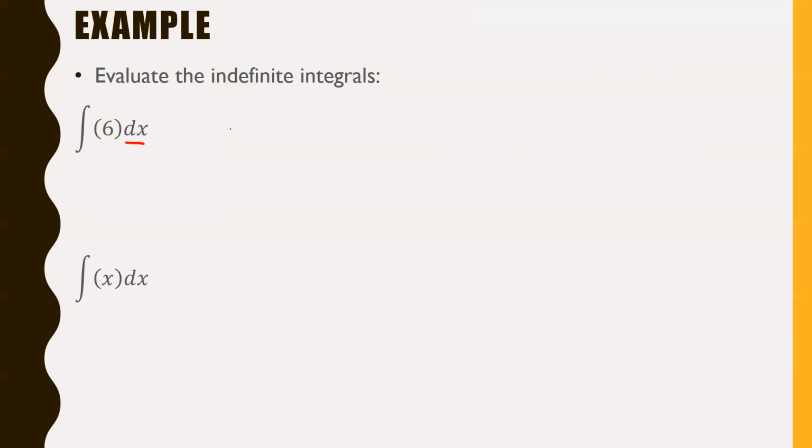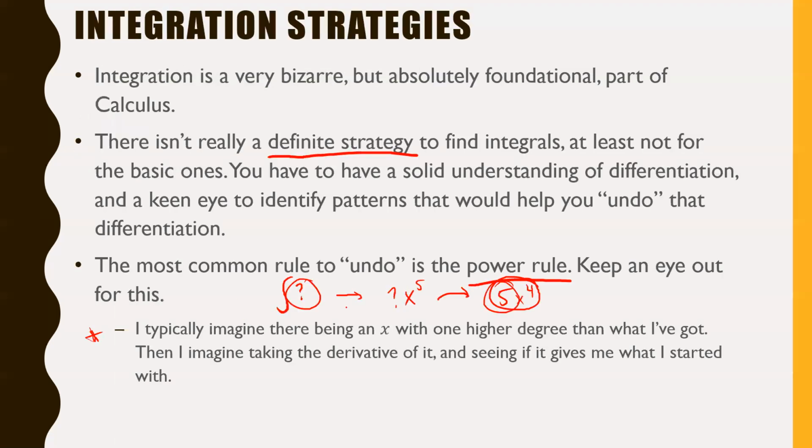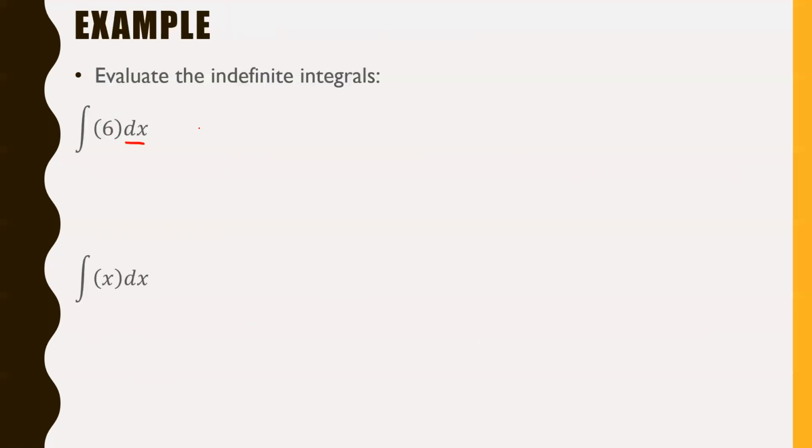Let's use that little tip I put before. Remember I said I typically imagine there being an x with one higher degree than what I've got. Well, we don't have an x here. So if we imagine one higher degree x in this, we can imagine that we just literally have an x to the power of 1, right? Because there's no x here, so it's like x to the power 0. So we imagine we have an x to the power of 1. If I took the derivative of that, the 1 drops down and x becomes x^0. So you'd end up just having 1. Well, that's not really too useful.